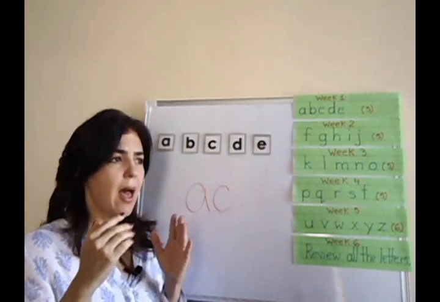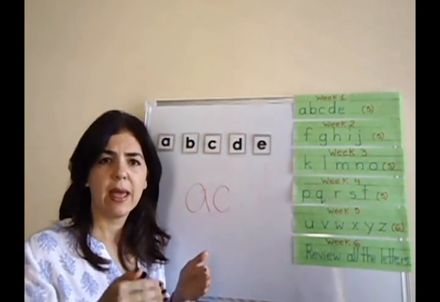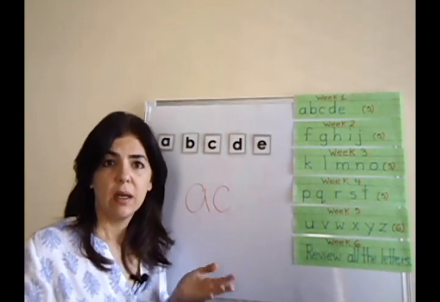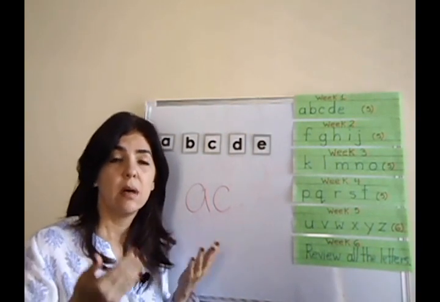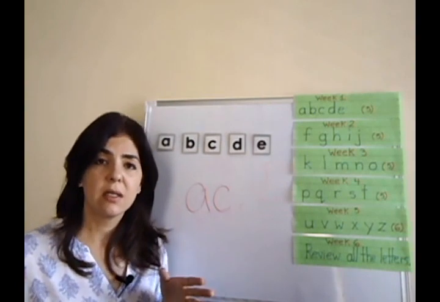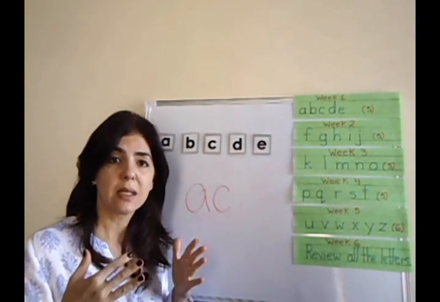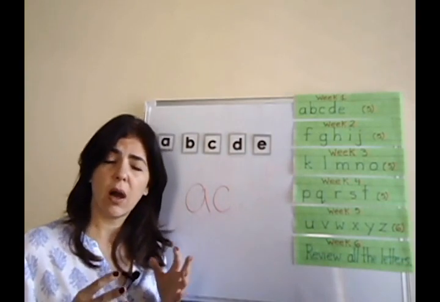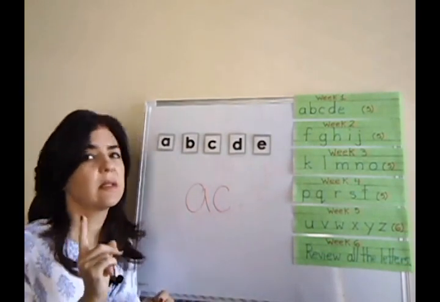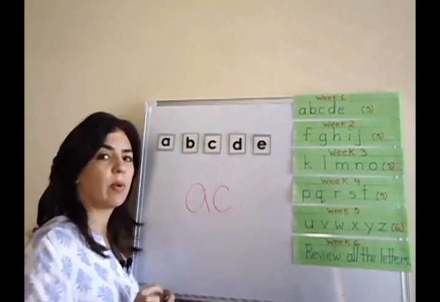For example, A, apple, E, egg, I, iguana or insect, O, octopus, U, umbrella. And then you start with your consonants, B, bus, K, cow. You may do that with all the letters, but that's the last activity that you're going to do. That is activity number 5.